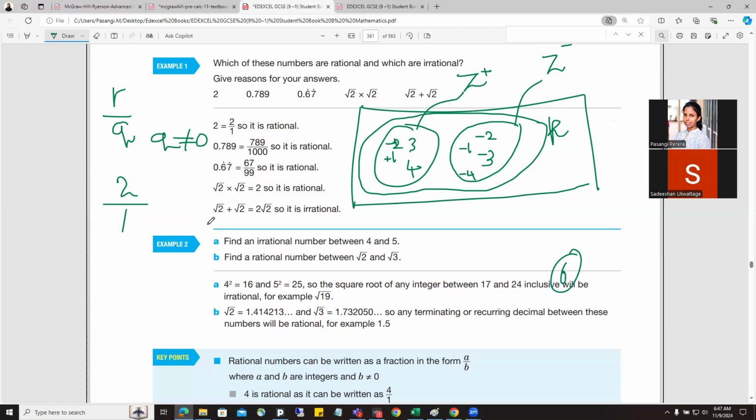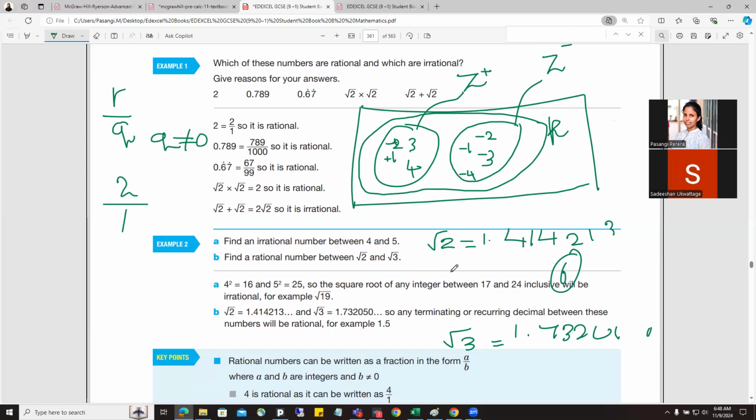Is it correct? Okay, so then find a rational number between square root 2 and square root 3. Here what we have to do is find out the value. If it's square root 2, you can get that value from the calculator, that is 1.414213 like that. And if it's square root 3, then we have 1.732050.